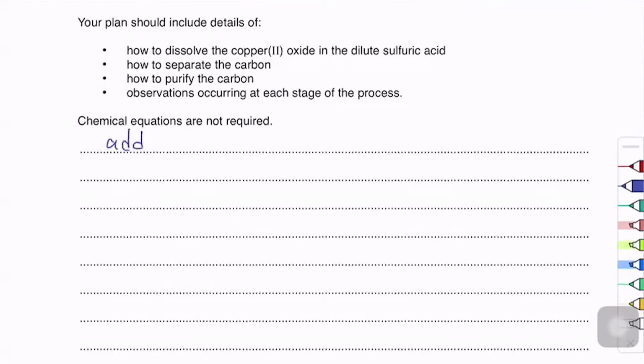So add the mixture to acid and stir. Now, because copper 2 oxide is a base and it's a solid, you might want to heat it as well if you want to react it faster. But even if you don't, if you just stir it thoroughly, it will react. And now what do you have? You have copper 2 sulfate, which is soluble. You have carbon, which is insoluble, and you have water.